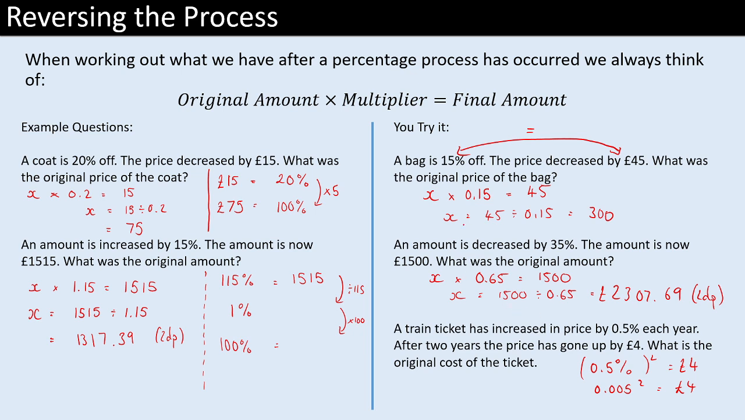Okay, so we can actually use the style like above in the very first one. We can say that x times by 0.005 squared equals 4. So x will equal 4 divided by 0.005 squared. Which gives us a ridiculously large number.